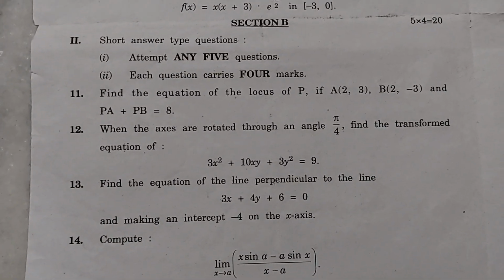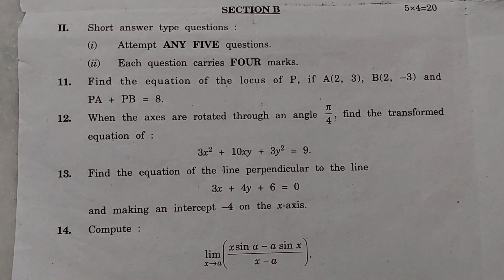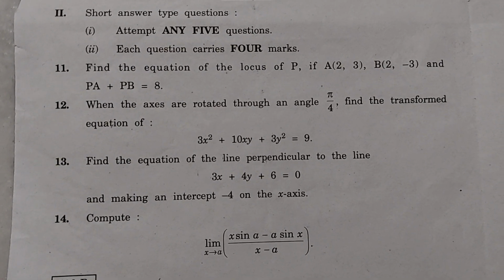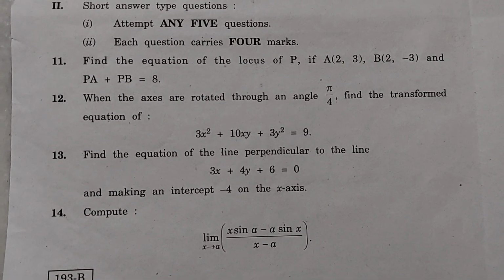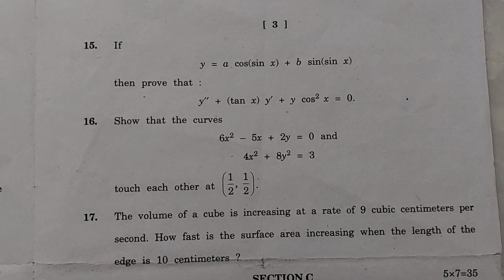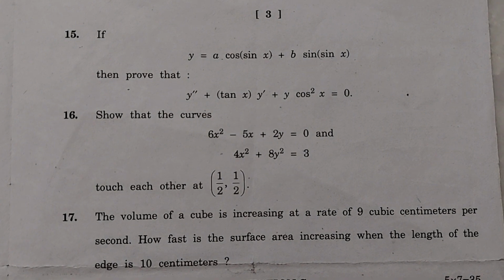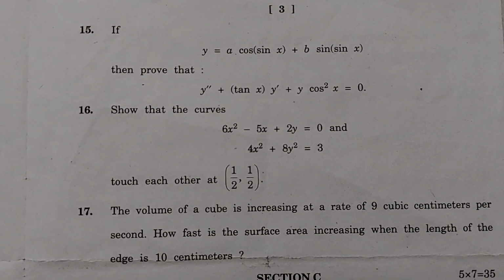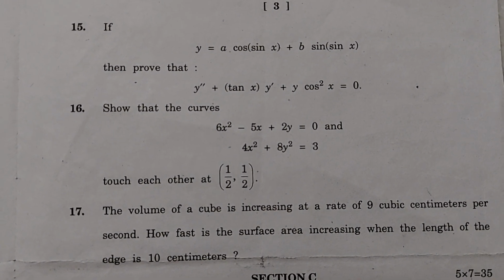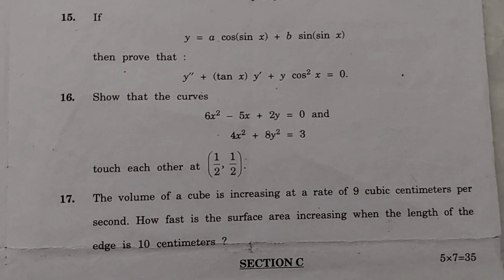We are entering into the section B, that is short answer type questions. In the short answers, more three questions. So these previous year papers also, if you practice, dear students, you will get minimum 40 marks. All the previous papers I am uploading here for your convenience.